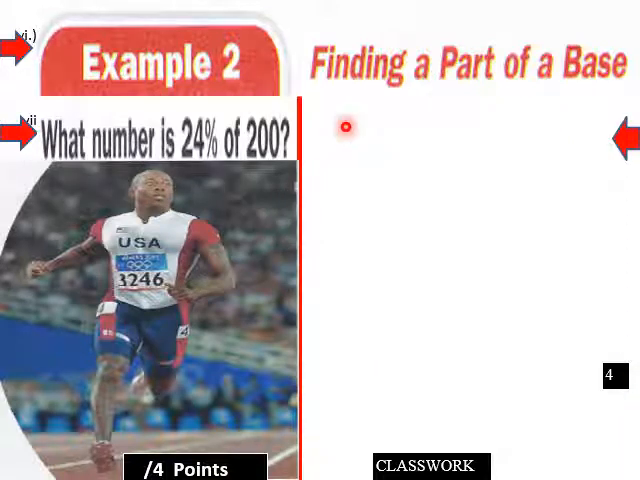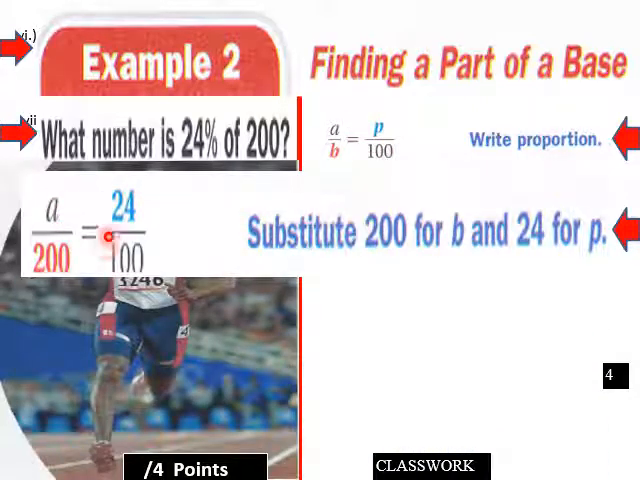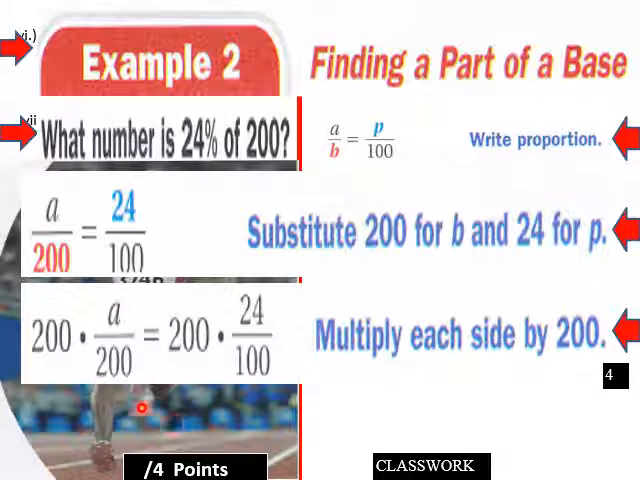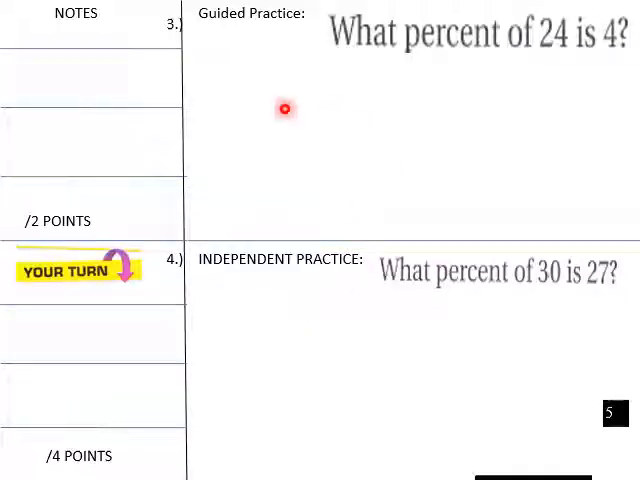Okay, example 2, finding a part of a base. What number is 24% of 200? Here's our formula: A over 200 equals 24 over 100. Substitute 200 for B and 24 for P, and then we just solve for A. This cancels, and then you get A equals 48 in this situation. 48 is 24% of 200. So that would be the way you solve that.